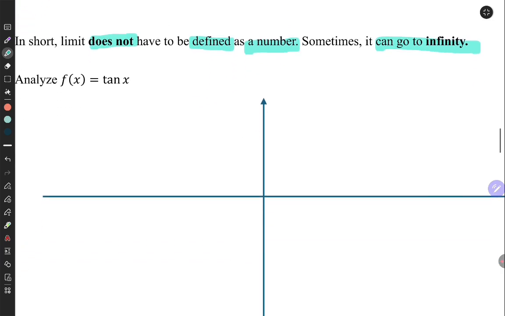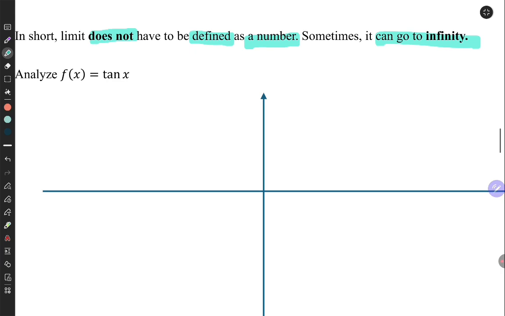Analyze tangent of x. Tangent of x. I'll give you maybe 5 seconds. Try to draw it. What does tangent of x look like? Try it.